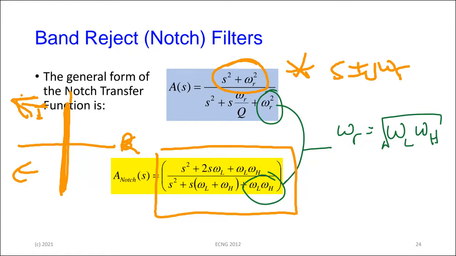But the important part is the behavior of the poles. Remember, the poles are the components of the transfer function that determine largely what the frequency response is. And if we compare the standard form here, we are again going to see that the resonant frequency is the square root of omega L times omega H. The same behavior that we had for the bandpass, we're having for the band reject or the notch filter. The denominator is almost identical. The numerator has the extra zero on it.